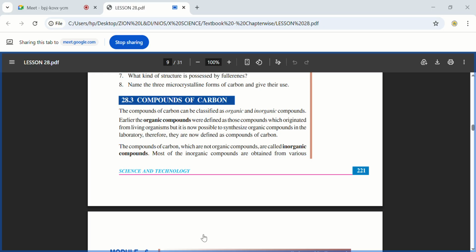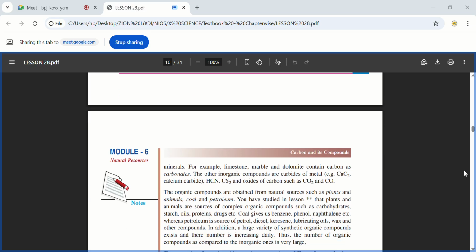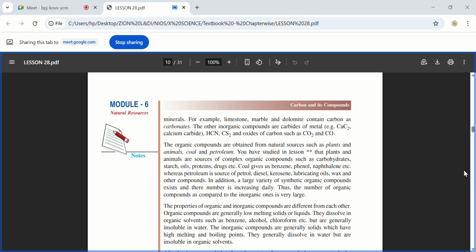Most of the inorganic compounds are obtained from various minerals. For example, limestone, marble and dolomite contain carbonates. The other inorganic compounds are carbides of metal, for example calcium carbide, HCN, and oxides of carbon such as carbon dioxide and CO.